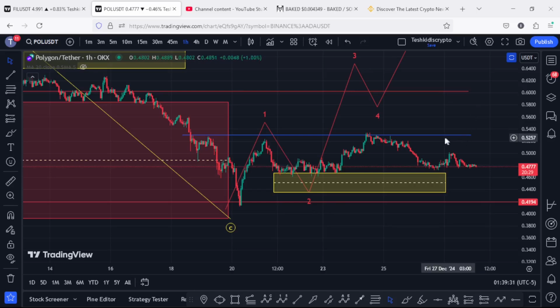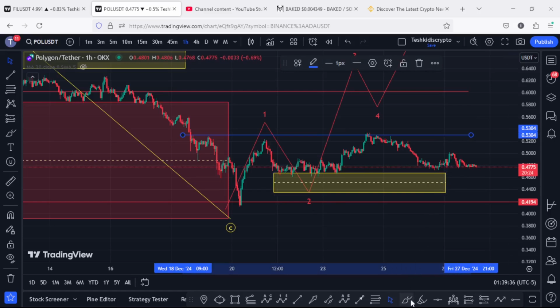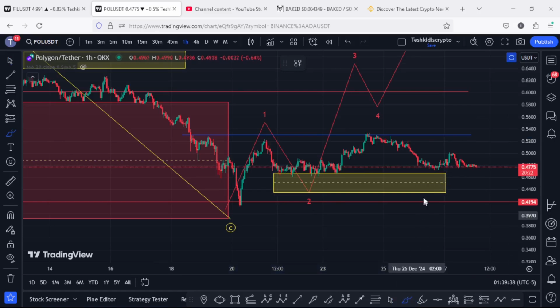Polygon Matic at the time of this recording is giving us a bit of a breakdown move after getting rejected at our key area of resistance above the 0.5303. And on today's update video, I will be discussing the most significant key areas of support that we need to pay attention to, basing my analysis on the additive structures and the Fibonaccis, and starting the video by first giving you a recap of what has been happening from the lows we made on the 20th of December.